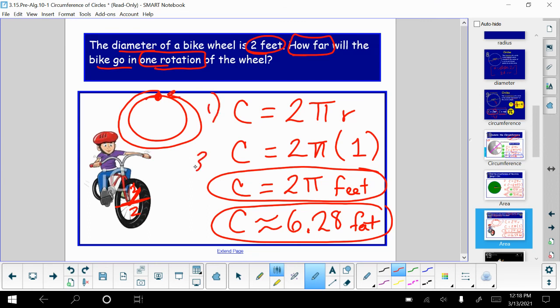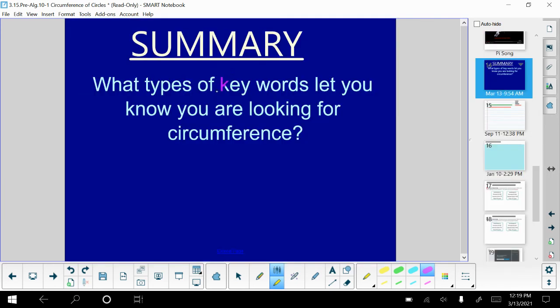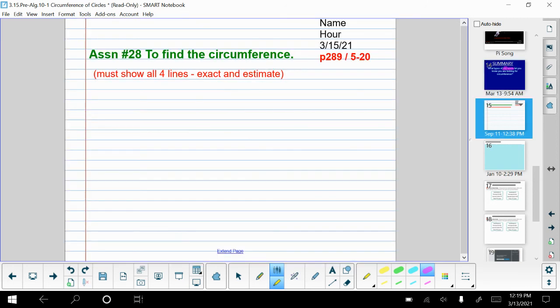Again, to repeat myself numerous times, 4 lines for your homework. Each homework problem should have the formula, should have you substituting in the number, should have an exact answer, and should have an approximate answer. If you wish, take some time to think about what keywords could be used when you're looking for circumference. We already heard rotation of a tire, things like that. And when you're ready, I'll have some problems for you guys to do.